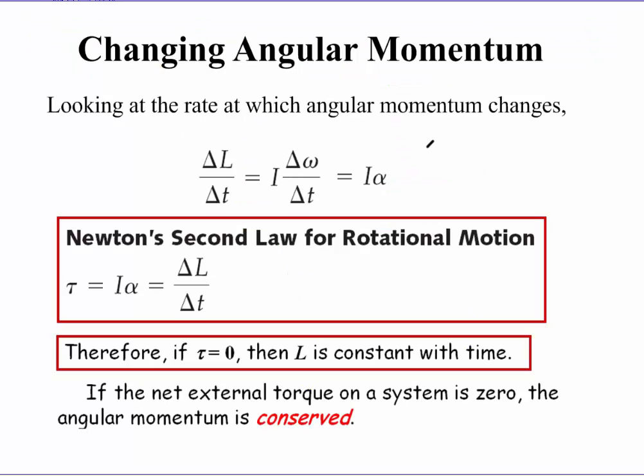All right, changing angular momentum. As mentioned here, the change in angular momentum over the change in time is going to equal torque. So basically, torque is going to equal change in angular momentum over change in time.